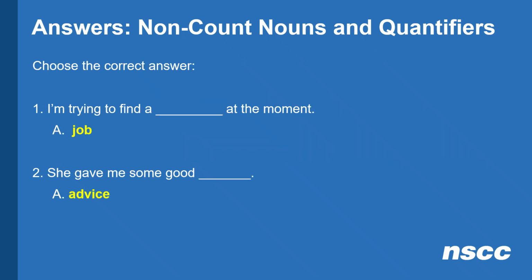Let's check the answers. 1. I'm trying to find a job at the moment. Because we have the article a, the word that comes after must be a singular count noun. 2. She gave me some good advice. Advice is what we call a non-count noun, so we can't add s.